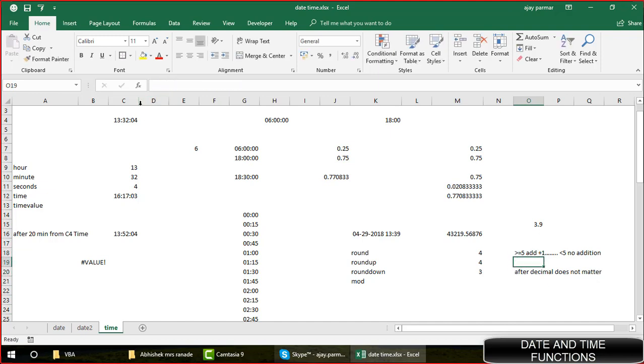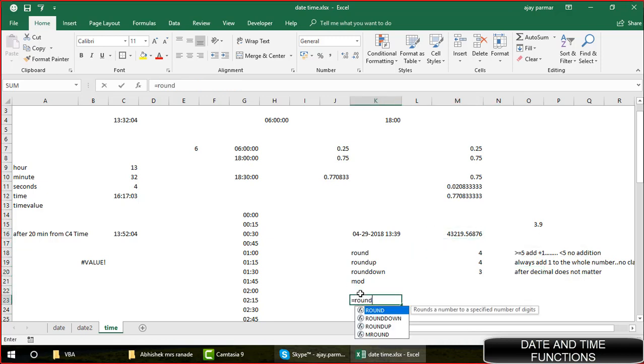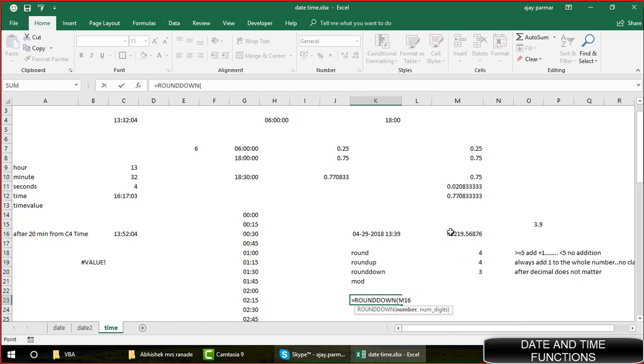And ROUNDUP is what? It always adds 1 to the whole number. We have no clause of greater than 5 or equal to 5. Okay, now this is the concept I'm actually going to use here. You see, I can use ROUNDDOWN here, because I need only the date, 43219.